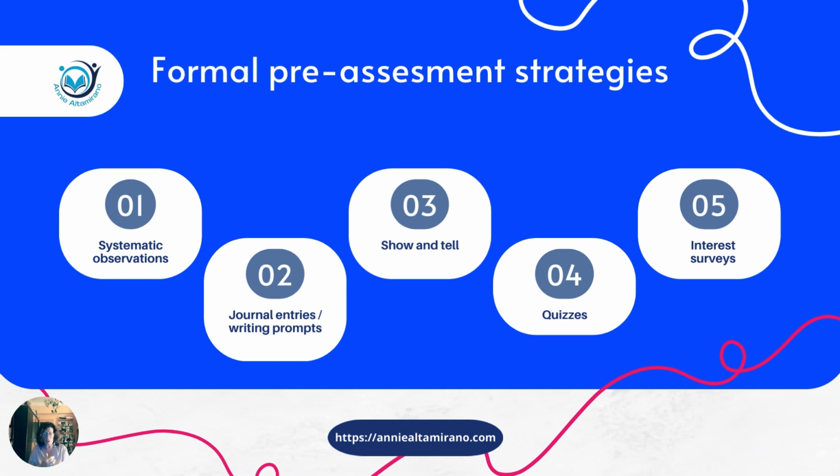We have systematic observations and interviews that we can have with individual students, also observing them as they work. And you can record this information on checklists or guides. We can also use journal entries and writing prompts. For example, you pose a question and students respond in writing. For example, you can ask them to write for 1 minute about how familiar they are with the writing genre.